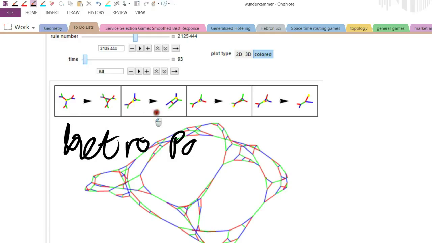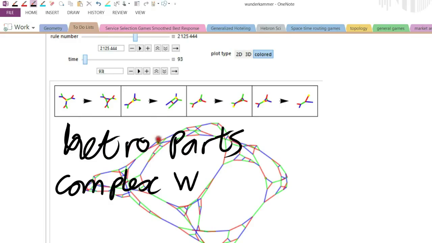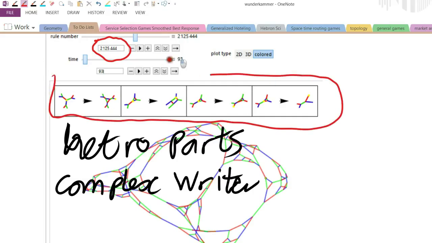Heterogeneous parts, complex writer movement. And of course, the great thing about this technique is that we have the rule here. So if we want to know more about it, we can always come back and study it in much more detail using this app, or in fact, these pictures here really tell us everything we need to know.